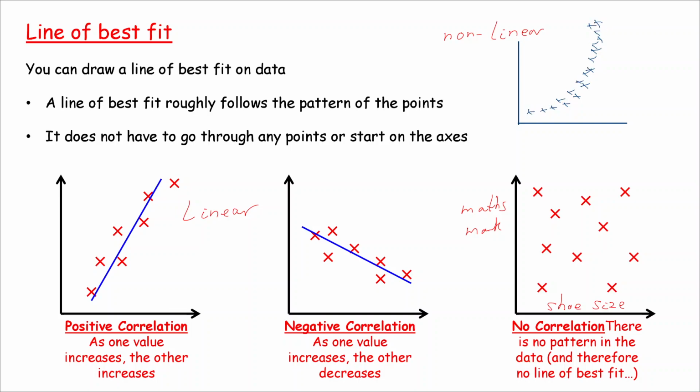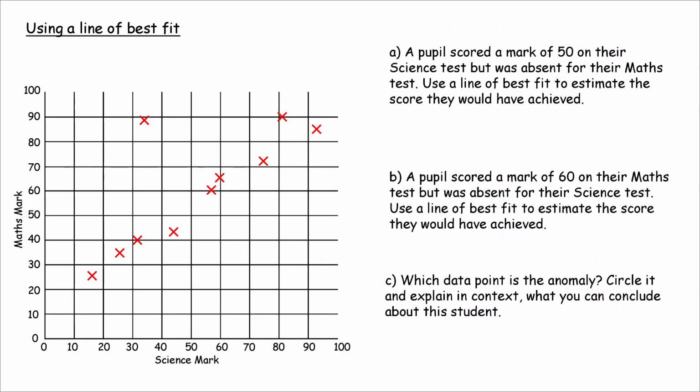Just a few things there to recap. Correlation: you've got three types. You've got positive correlation, negative correlation, and no correlation. A line of best fit can be appropriate if you've got positive correlation and it's linear, or if it's negative correlation like this and it's linear. But a line of best fit is also not appropriate if there's no correlation or if the relationship is not linear. Now let's look at an example of using a line of best fit.